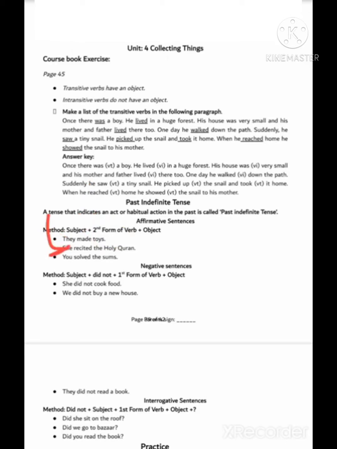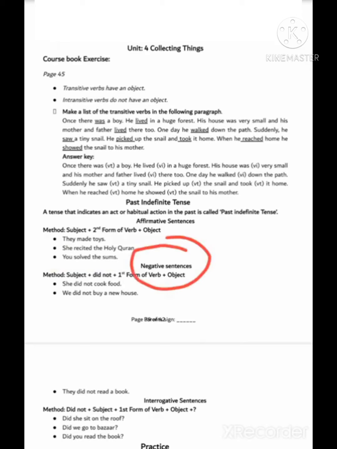Next is: she recited the Holy Quran. "She" is the subject, "recited" is the second form we used, and "the Holy Quran" is the object. Now the last one is: you solved the sums.